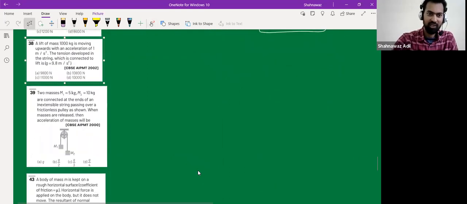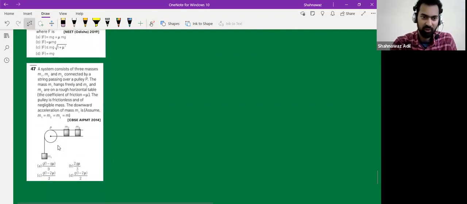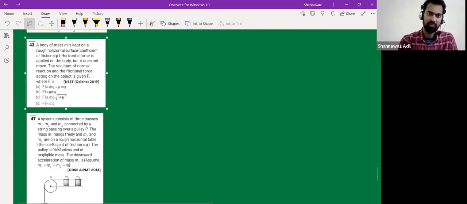This problem is the same, right? These two problems are somewhat similar. So please write it as your homework, this 38 and 39. And this one I will do.